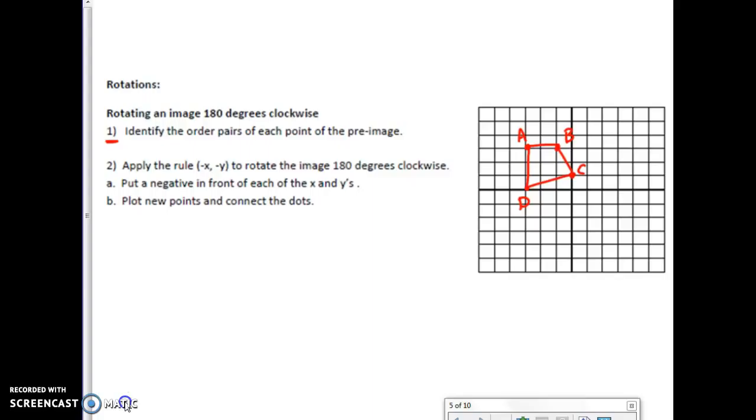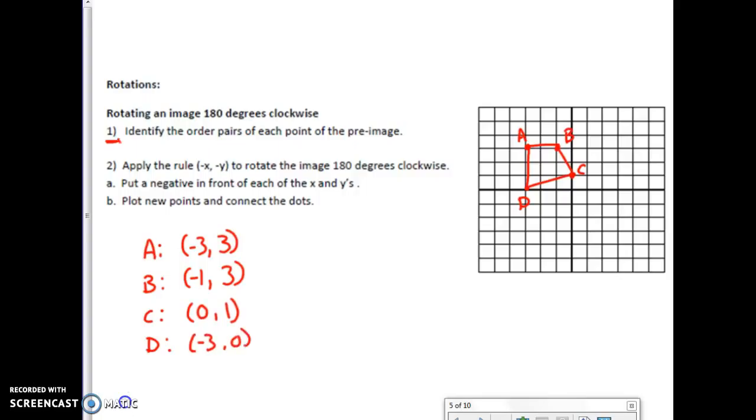of the pre-image. So in this case, I'm going to write down A, B, C, and D, and write down what their ordered pairs are. So if I look at A, it looks like it's going to be 1, 2, 3, 1, 2, 3. So it looks like it's -3, +3. Point B looks like it's going to be -1, +3. Point C looks like it's 0, +1. And then D looks like it's -3, 0. So step one is done.